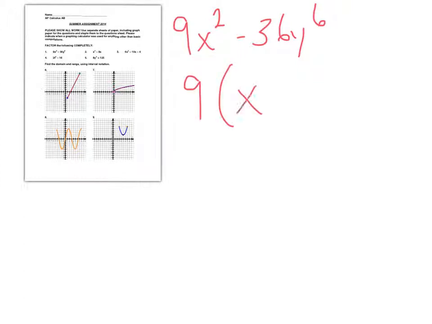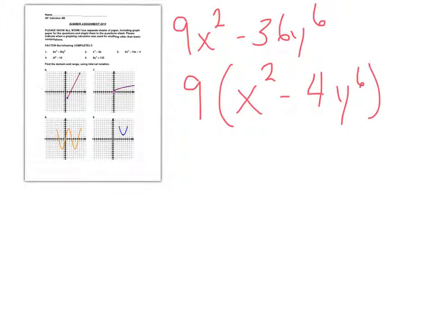So let's start on the first page in the first section, and we're asked to factor completely. Now we're not solving anything, we're only factoring. So let's take a look at number 1 here, where we have 9x squared minus 36y to the 6th. Alright, first thing you always want to do whenever you try to factor something is look to see if there's a greatest common factor. And in this we do have a greatest common factor of 9, and so we're going to factor that out, and we're going to get x squared minus 4y to the 6th, and that whole quantity times 9.